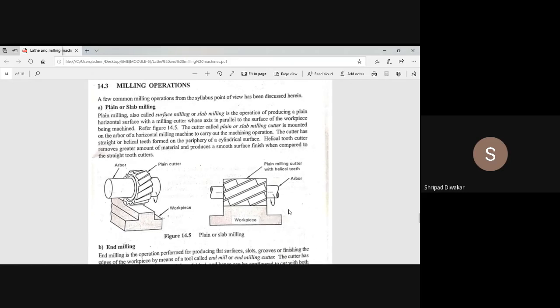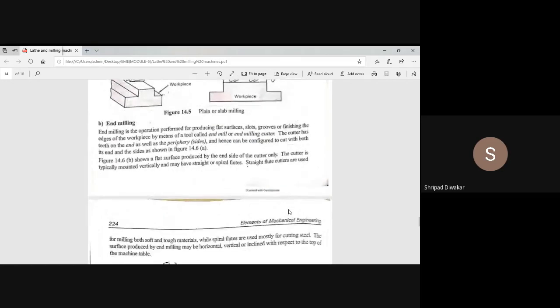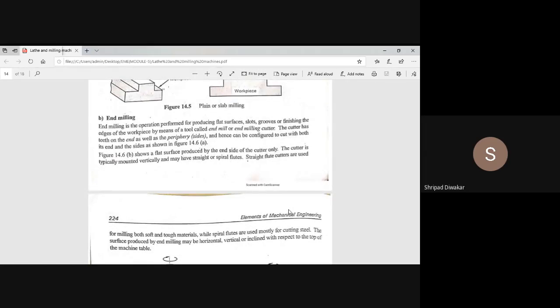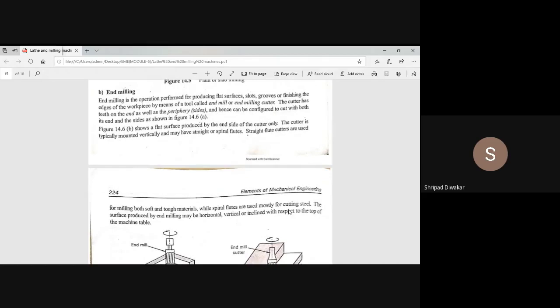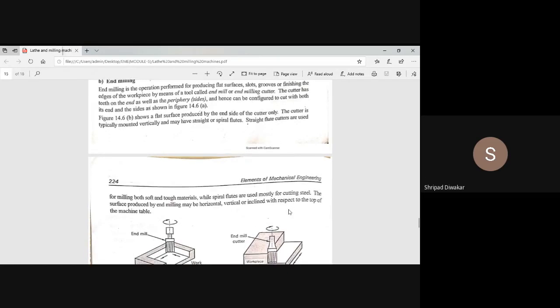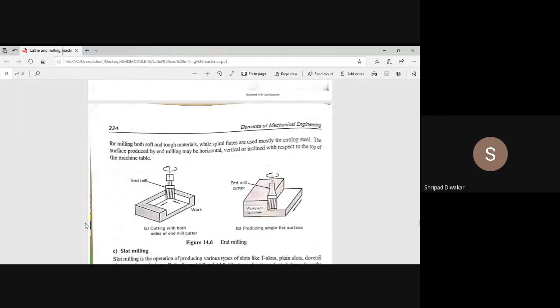Okay, the second operation is end milling. In plane milling, we generate a flat surface on only one side. Suppose I want to generate a flat surface on the side as well as on the bottom. In that case, we will not prefer plane milling. In that case, we prefer a tool called an end mill, and the corresponding process is called end milling. End milling is a machining process which removes the material sidewise as well as at the bottom, meaning bottom and side. It removes the metal at a time.